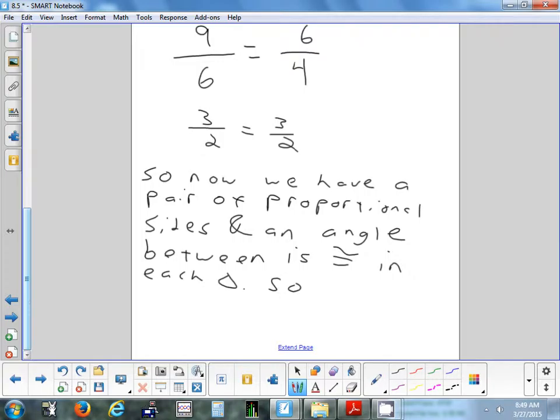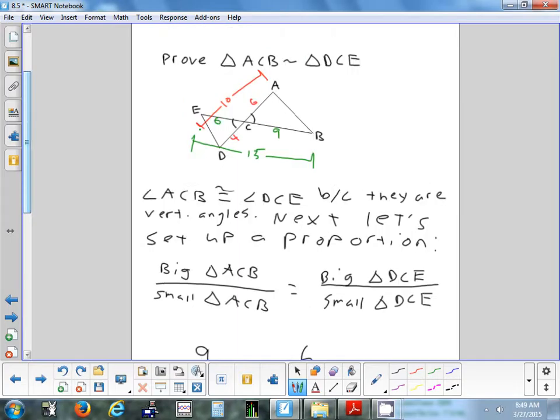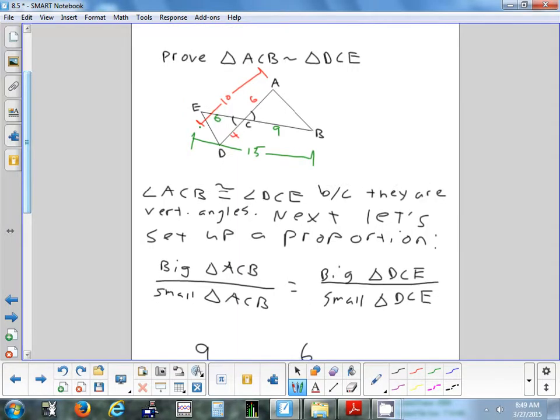So by what theorem have we proven these triangles similar? Side angle side. Pair of sides proportional, angle between them congruent. So by side angle side, instead of listing it out, I'm just going to say our triangles are congruent. Sorry, not congruent, similar. Now that we know they're similar, there's all kinds of other things we could do, but that's all they wanted.